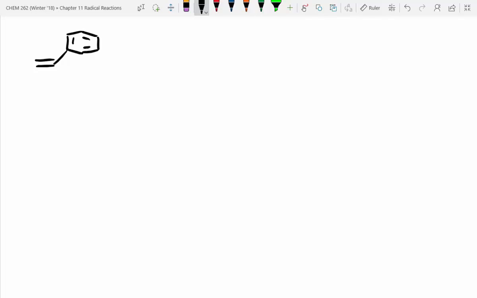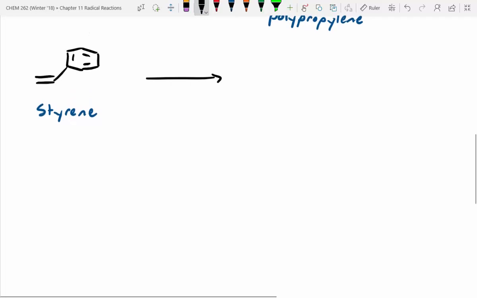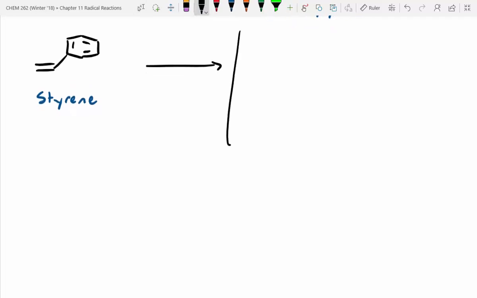is this one, and this is called styrene. And same thing with styrene, we can polymerize it. So I'm just going to do a big long repeat unit.